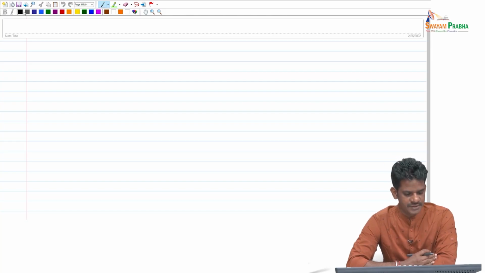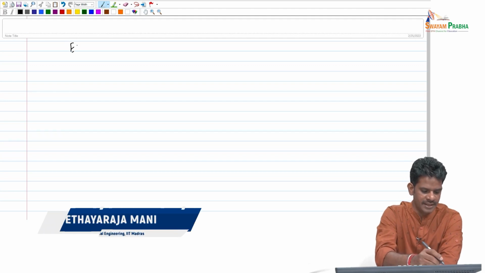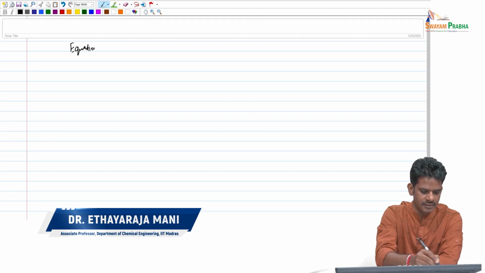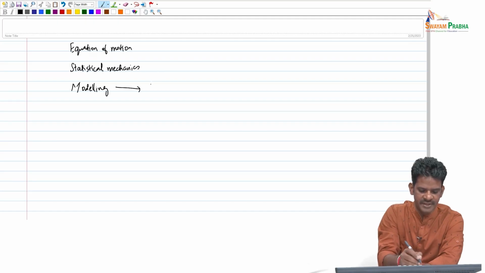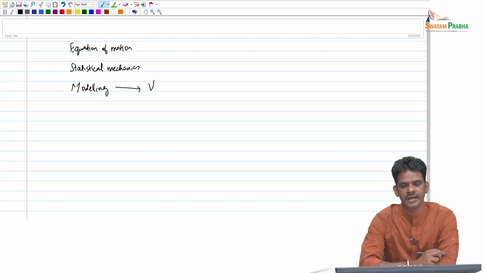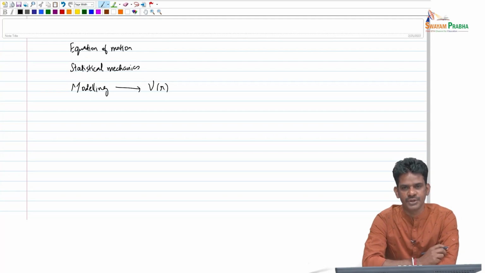So far we have discussed the equation of motion in the last class. And we also have discussed statistical mechanics and the modeling part. So, this modeling part is basically designing interparticle or intermolecular forces, which could be a function of particle-particle distance or the orientation.